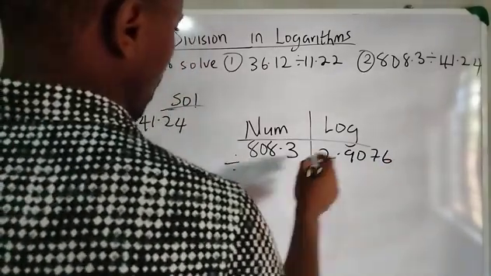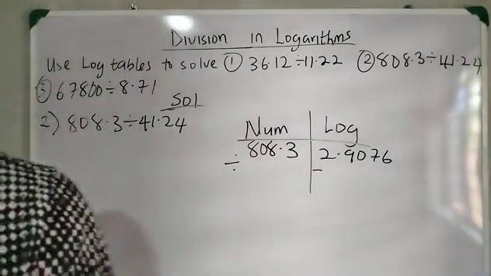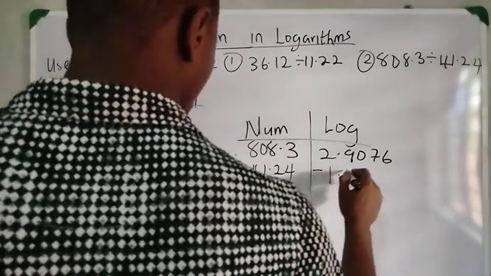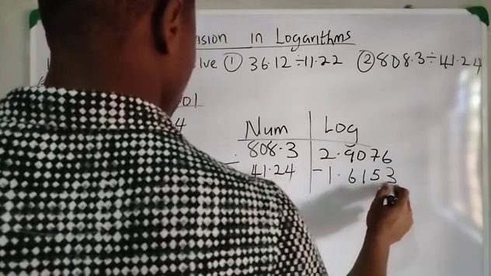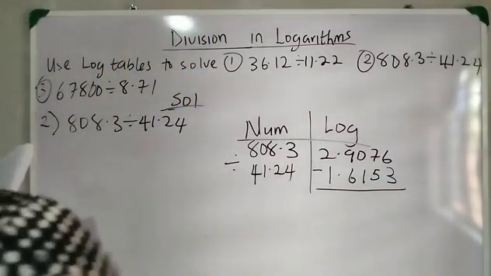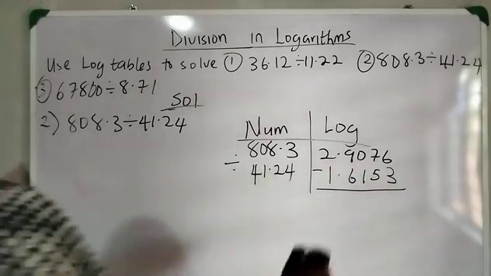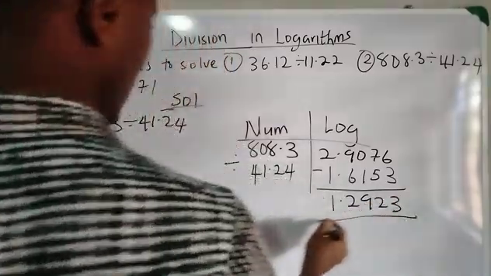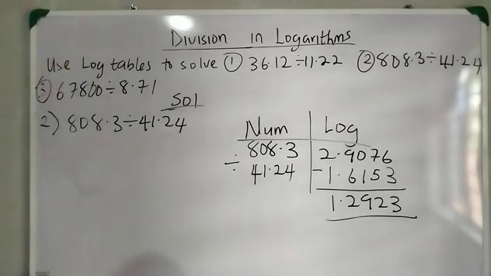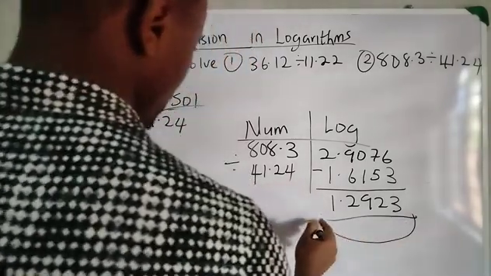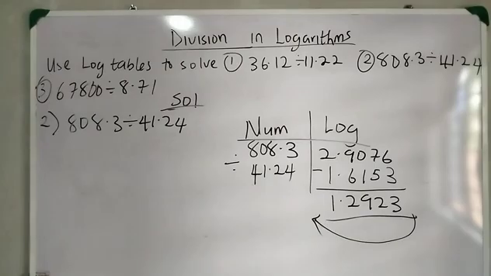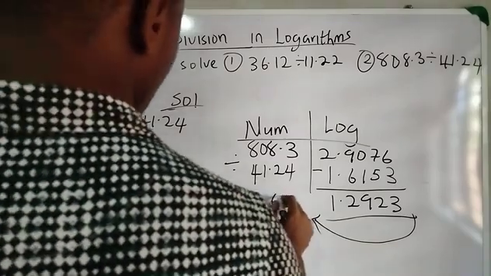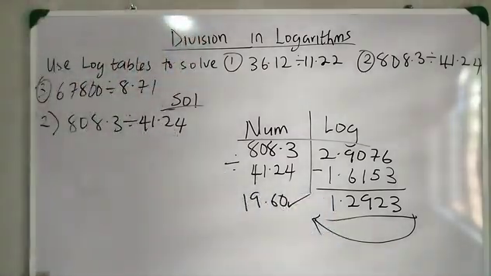Since it's dividing, our logarithm will minus 41.24. When you find the logarithm of 41.24, you get 1.6153. So what do we do? Simple subtraction. When you subtract this from this, you are going to get 1.2923 as your final answer in logarithms. But then you have to use the anti-logarithm table to convert it to a number. When you use anti-logarithm tables to convert this to a number, you are going to have 19.60 as your final answer.